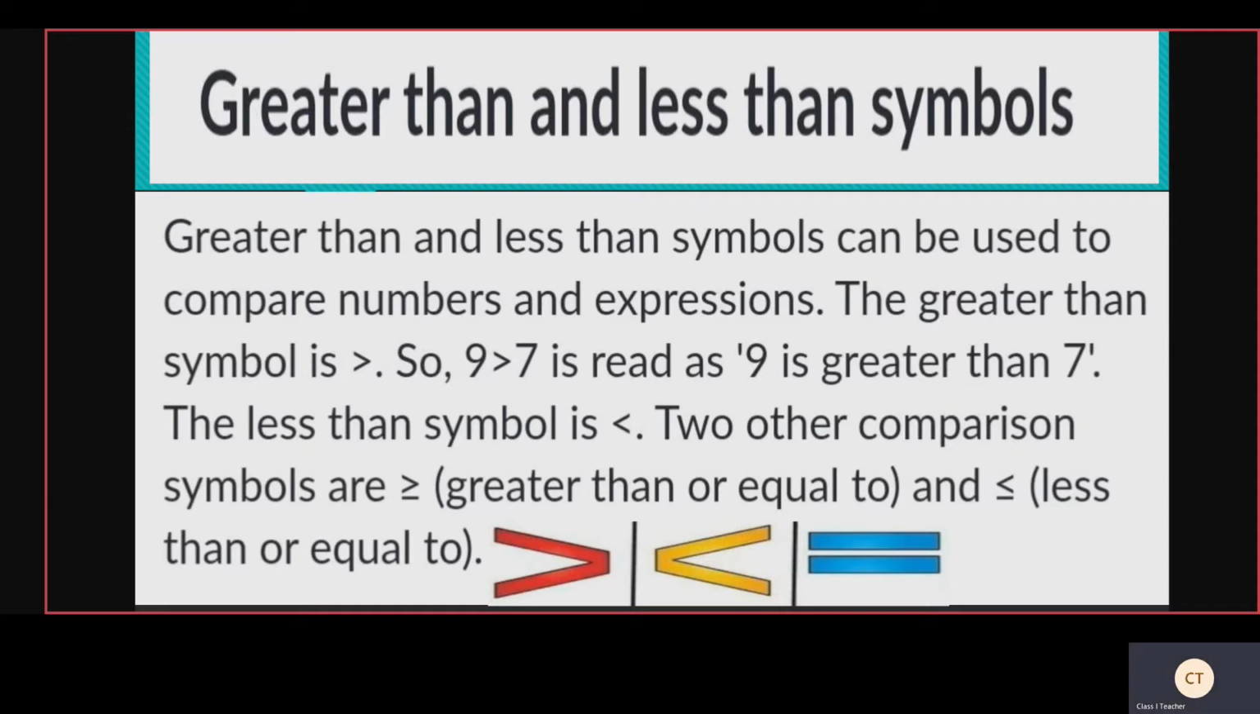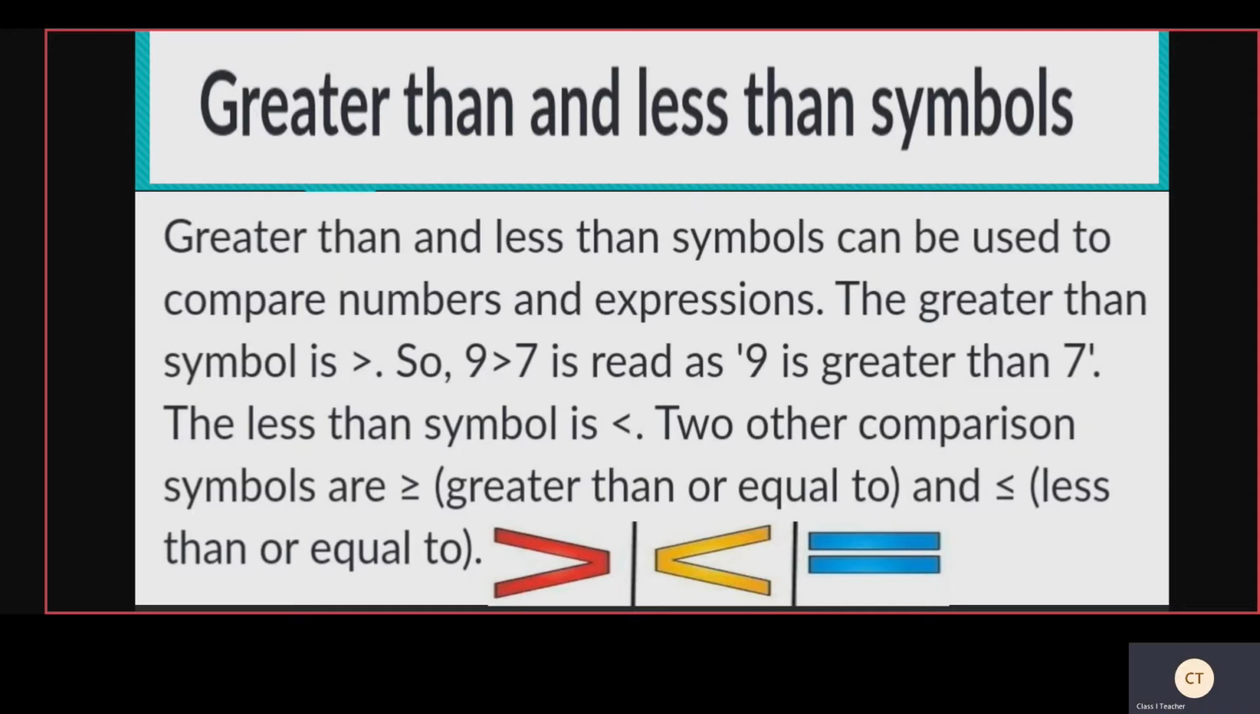The less than symbol is, children, all of you look at this symbol again. Less than symbol. Okay? See here. Yellow one, children. Yellow sign. Look at this picture down. Here the symbols, children. This yellow one is less than symbol.